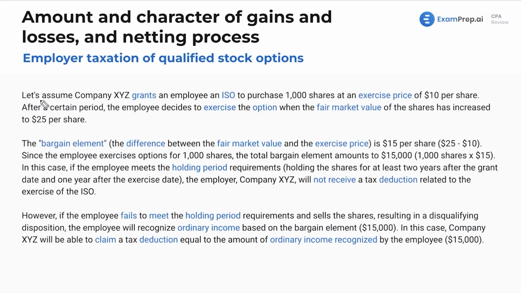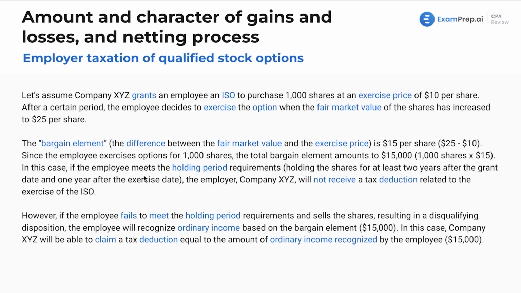Example here, let's assume that XYZ company grants an employee an ISO to purchase 1,000 shares at an exercise price of $10 per share. After a certain period, the employee decides to exercise the option when the fair market value of the shares has increased to $25 per share. Now, the bargain element, we've seen this time and time again. This is the difference between the fair market value and the exercise price. This here is going to be $15 per share. That's the 25 minus the 10. Since the employee exercises options for 1,000 shares, the total bargain element amounts to $15,000. That's 1,000 shares times 15.